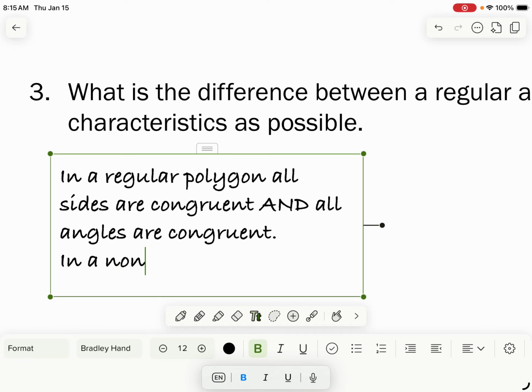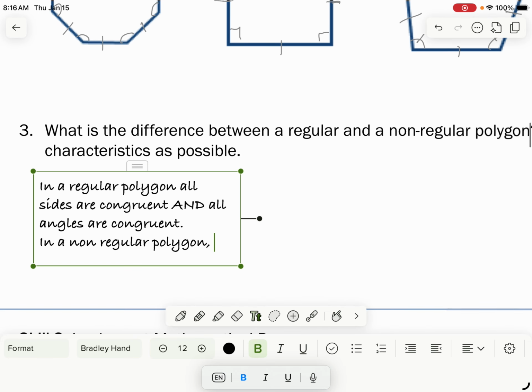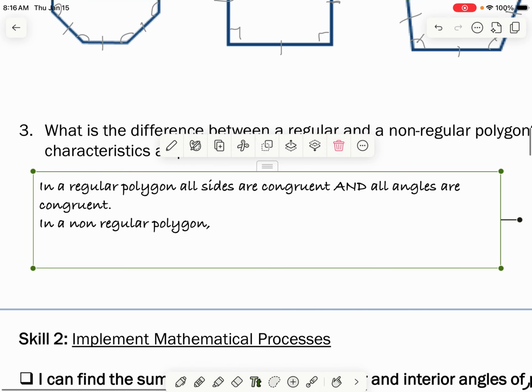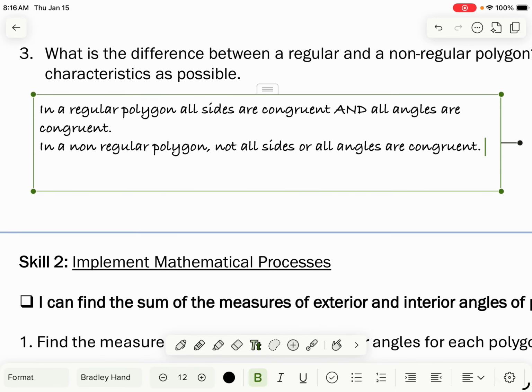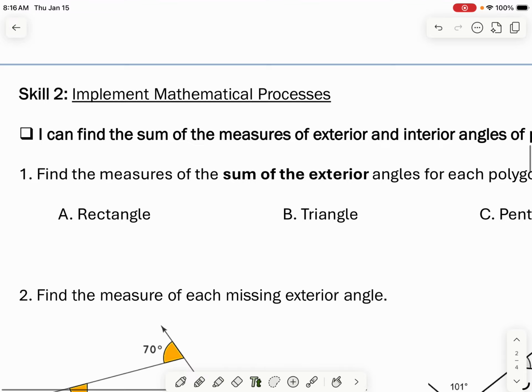In a non-regular polygon, not all sides or all angles are congruent. If you've got one angle or two angles that are not congruent, two sides that are not congruent, then automatically this makes it not a regular polygon. All right, let's go ahead and turn the page, go on to our next set of problems.